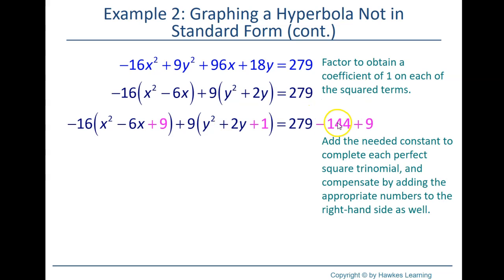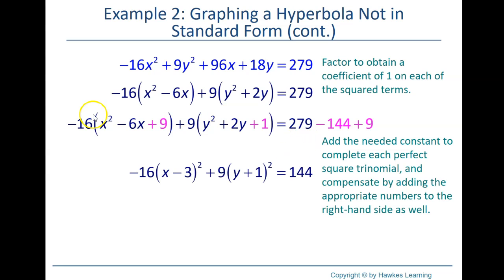So negative 144 plus 9. Negative 16 times positive 9 is negative 144. That's ultimately what I'm doing to the left side because of the negative 16 times 9 here, so I do it to the right as well. 9 times positive 1 is 9. So I added 9 over here, I add 9 over here. I subtracted 16 times 9 on the left, so I have to do that to the right. Don't forget to multiply these. We're not just adding 10 to both sides here. We're subtracting 16 times 9, and adding 9 times 1.